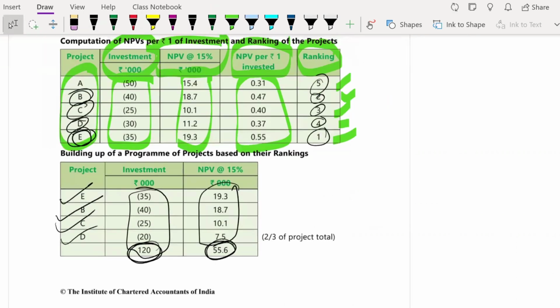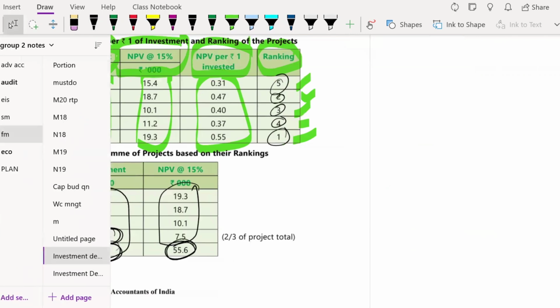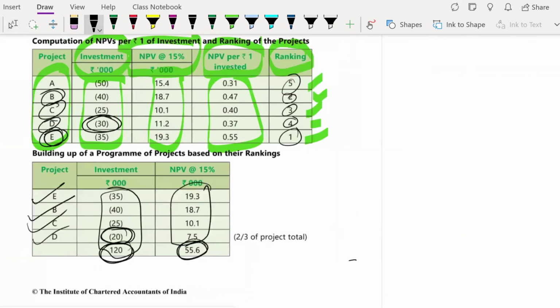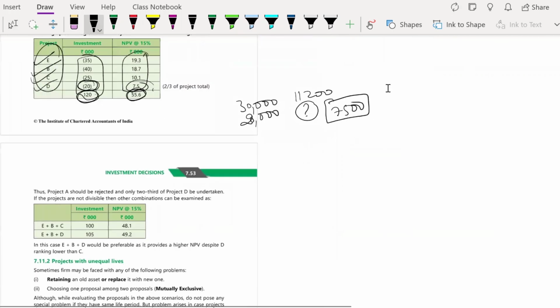Okay, here in project number D, you require 30,000 of investment, but you only had 20,000 left in hand. So proportionately, they have taken the NPV here. For 30,000, if you get an NPV of 11,200, for 20,000, how much NPV will you get? They have calculated it. That is 7,500, and they have taken this here. And that is how they have found out. So these are the 4 projects you are going to invest in. Any doubts in this?